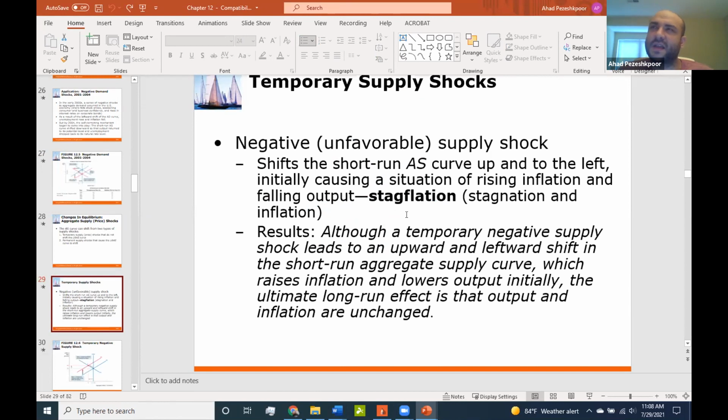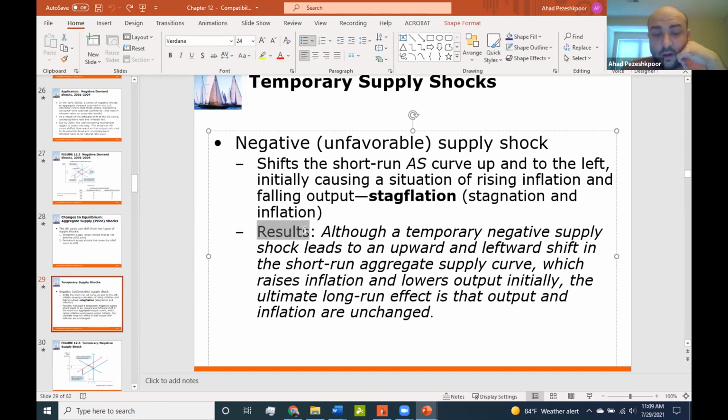An example of stagflation and this negative supply shock is international sanctions. For example, in Iran, because of all the geopolitical problems, international sanctions were suddenly imposed. And these international sanctions caused inflation and stagnation at the same time, because aggregate supply suddenly shifted to the left, causing a situation of rising inflation and falling output.